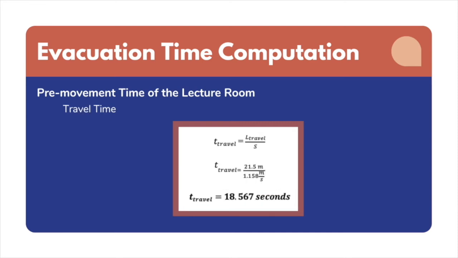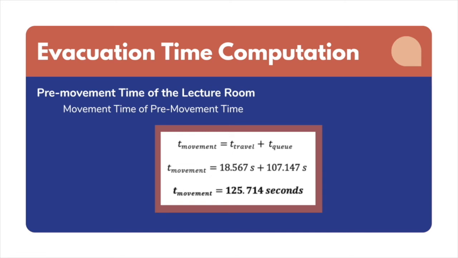Now, as for the travel time, it was calculated by getting the L travel, which is the sum of the length and the width of each type of room. So for the lecture room, it is 21.5 meters. Then it is divided by the movement speed, which is 1.158 meters per second. So the travel time obtained for this one is 18.567 seconds.